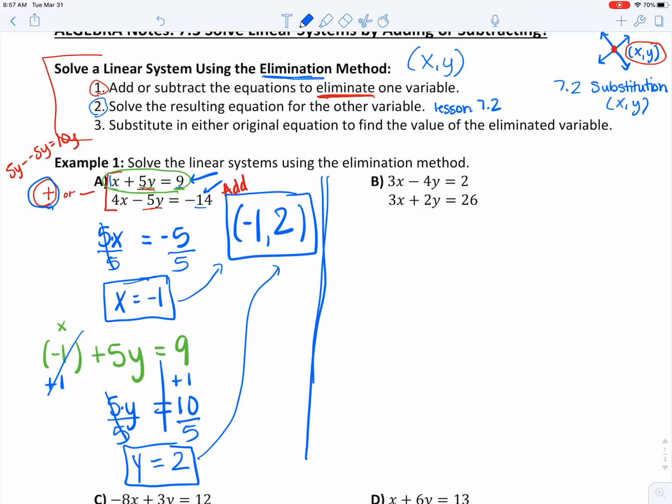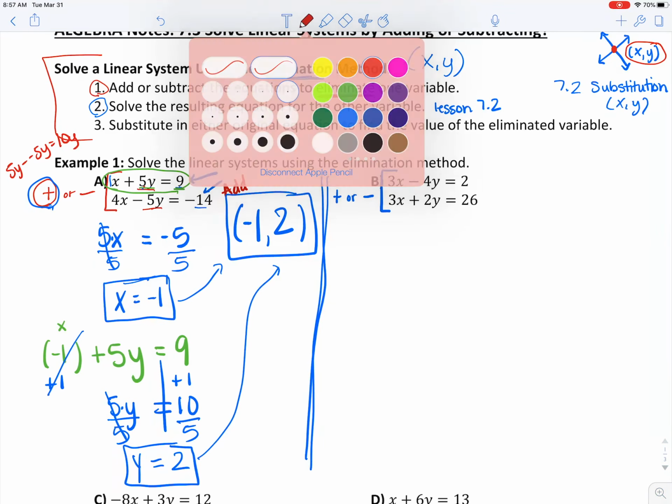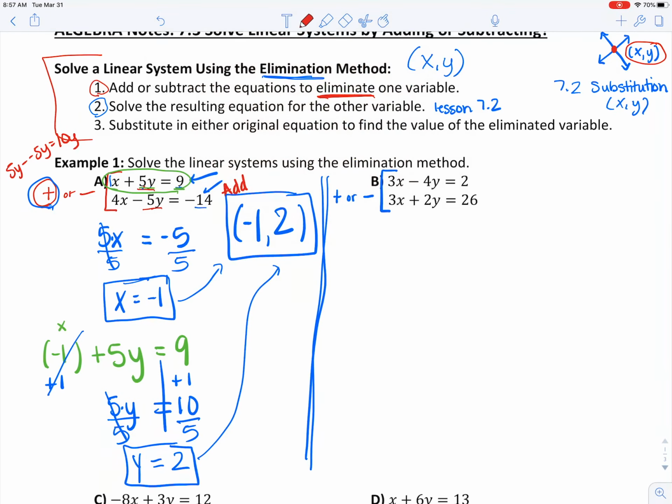Okay, taking a look at letter B, we want to take a look at these two and we want to see, are we going to add or subtract them? So we're either going to add or subtract. Okay, now how do we find it? I'm looking at these two equations and I see that the top equation has a 3x and the bottom equation also has a 3x. So those look the same.